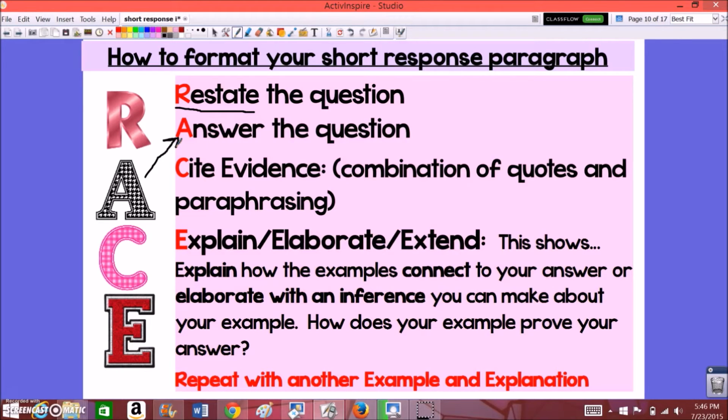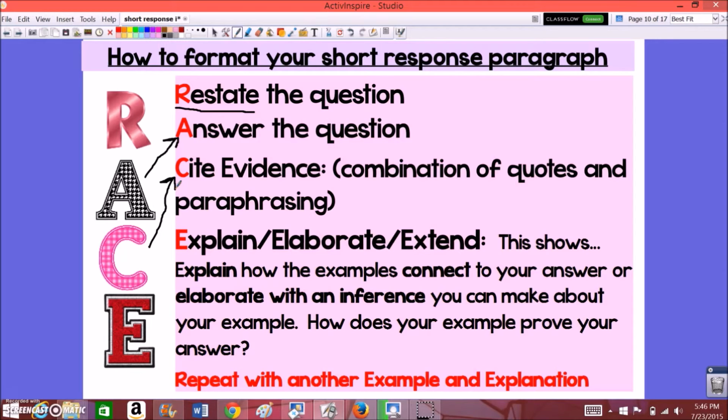Now, once I've answered the question, that's enough to get me 1 point. I now need to go for the second point to get 100% credit. I need to cite my evidence. I have to basically prove here that my answer is correct with evidence from the text.